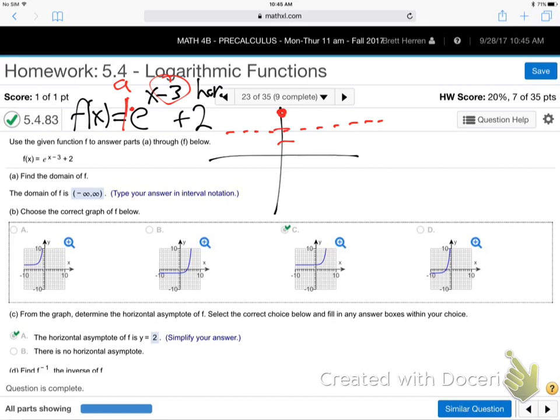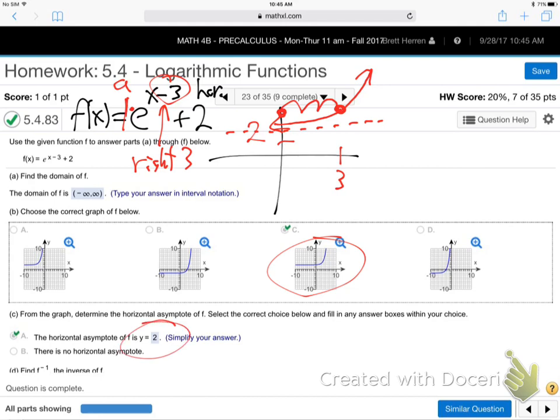What's the minus 3 do? Right 3, because x is always opposite. So this dot will go 1, 2, 3 to the right. And there's no negatives on x or multiplying the front of the e or anything like that. So it's going to go up to the right, through that dot, up to the right. Good on that? See how this dot is moved over 3? And this is up at 2. So that's this graph right here. Next, horizontal asymptote, y equals 2. Now they want the inverse.